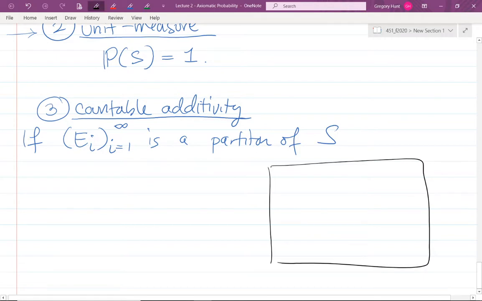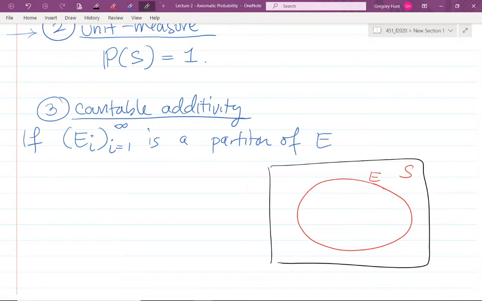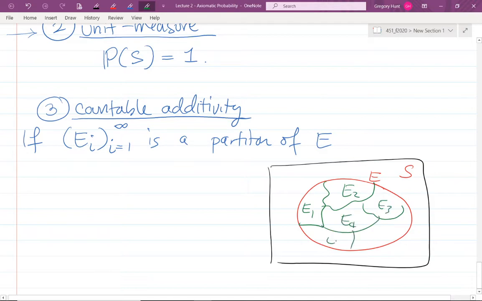Let me back up here. I actually don't need it to be a partition of the whole sample space. It's going to be a partition of some event E. Okay, so let's back up here. Here is my whole sample space. In my sample space, there is some event E. And I'm going to partition E into a set of smaller sets E sub i. So maybe E sub 1, E sub 2, E sub 3, E sub 4, E sub 5, and maybe E sub 6, right?